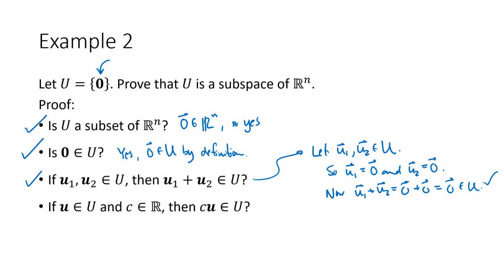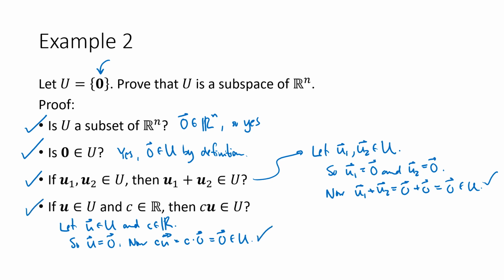Similarly, for scalar multiplication, I'm going to say let vector little u be in capital U, and let c be a real number. And again, because of the definition of capital U, this vector little u has to be the 0 vector because the 0 vector is the only vector in this set for this example. So now what's c times u? Well, that's c times the 0 vector. Anything times the 0 vector is the 0 vector, and that's in capital U because the 0 vector is the only thing in capital U. So that's a check as well, and we're done with our checklist.